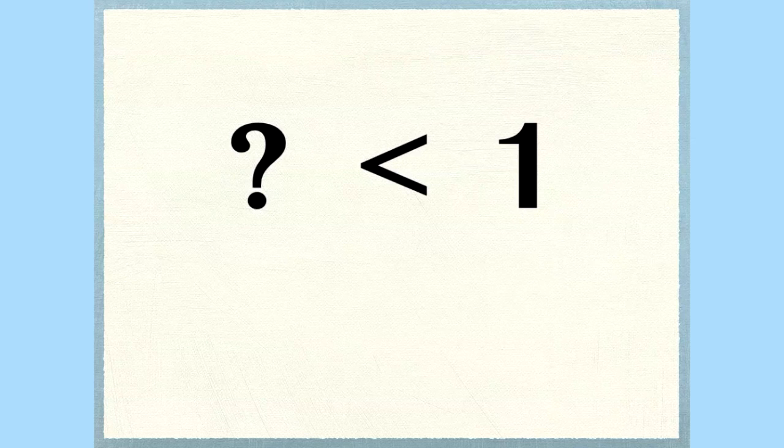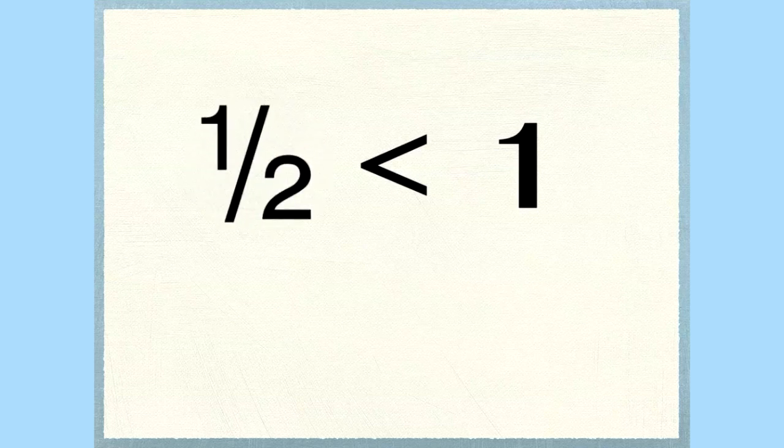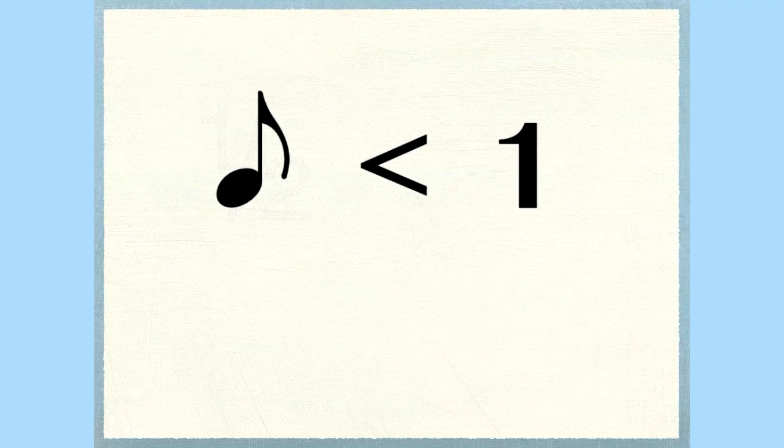What could be less than 1 beat long? 0 beats long? Well, if something is 0 beats long, it wouldn't even exist. No, we're going to learn about some notes that last exactly half as long as a quarter note. We call these notes 8th notes, and each 8th note is 1/2 of a beat long.